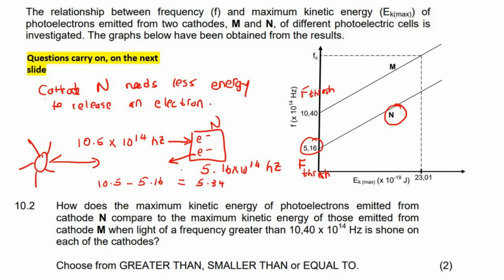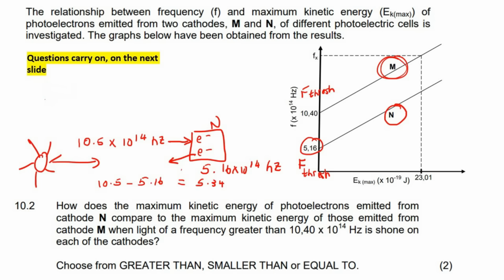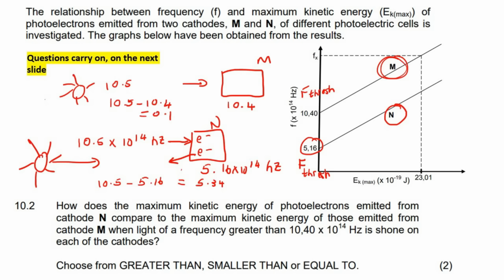Now, let's see what happens if we use metal M instead. You still have the same light bulb, and it's also shining 10.5 times 10 to the 14, and it's now shining towards metal M. And metal M has a threshold frequency of 10.4. So I'm just going to say 10.5 and 10.4. If you minus those two, 10.5 minus 10.4, you get 0.1. So there will only be 0.1 left over for the kinetic energy, because more energy had to be used just to release or to eject the electron.